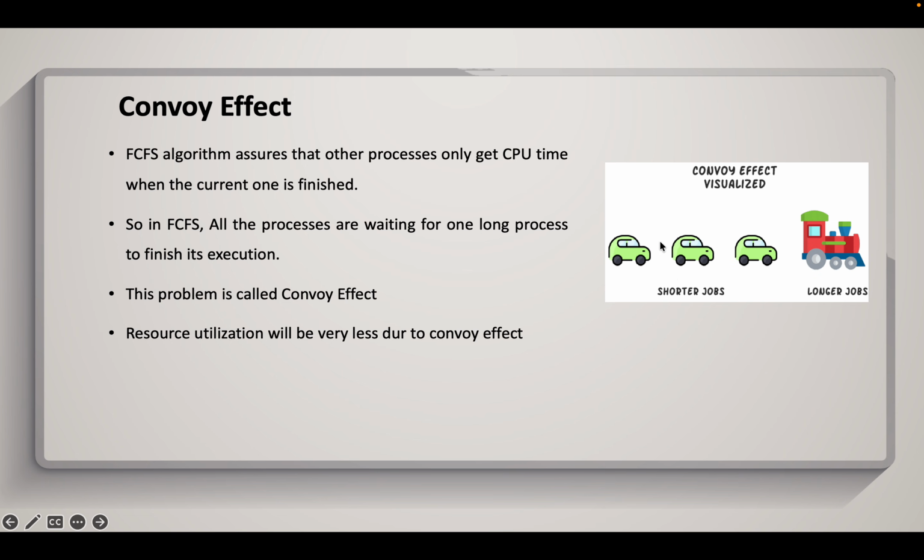Suppose a single road where the cars cannot overtake. If a longer vehicle moves on the road, all the small cars or bikes, everything has to follow the long vehicle. Likewise, a lot of small processes have to wait for one long process to complete. This problem is called the convoy effect. This is one of the problems in FCFS scheduling.